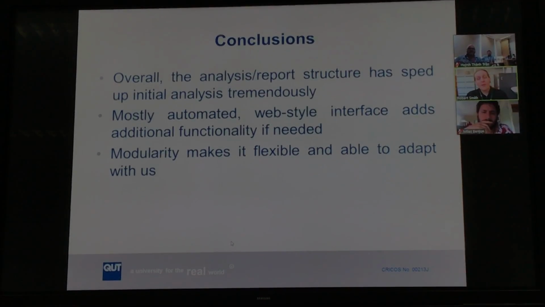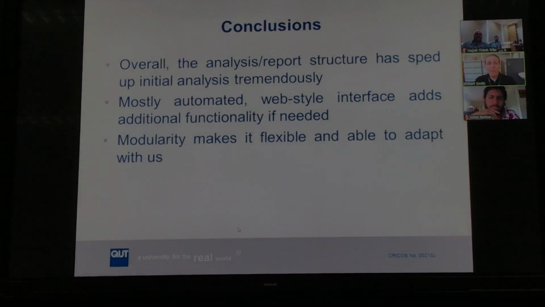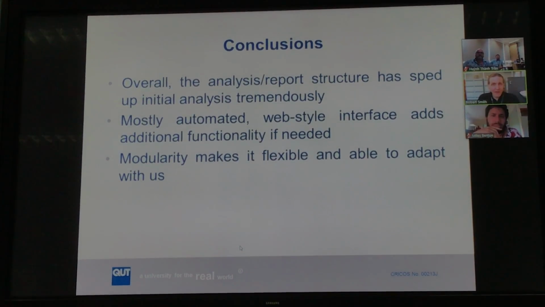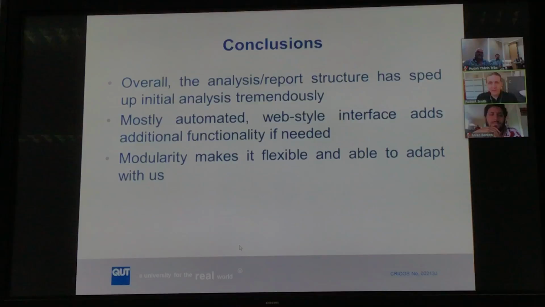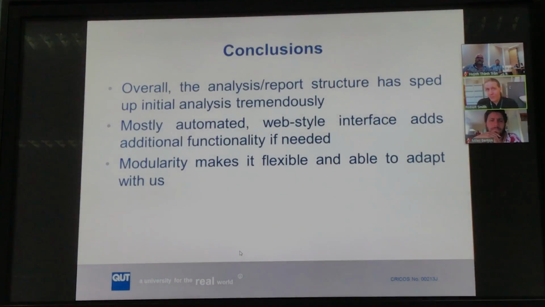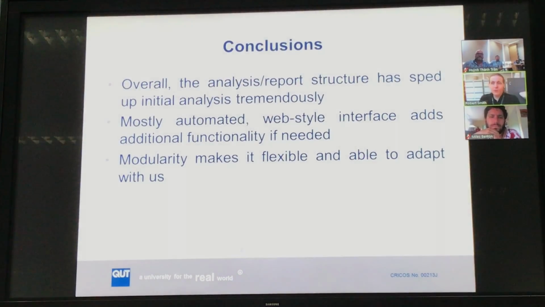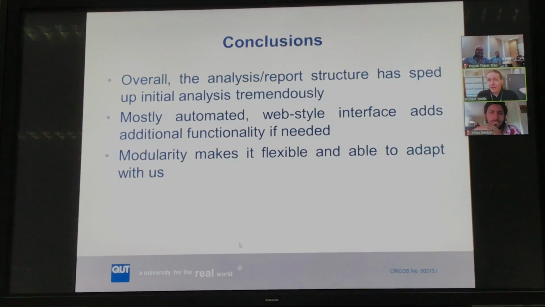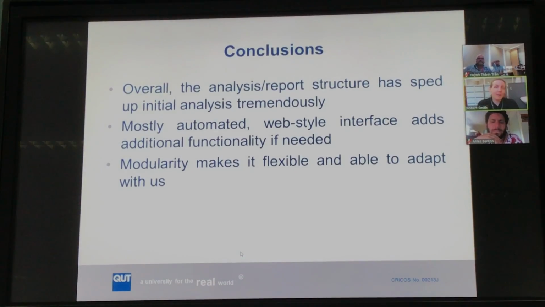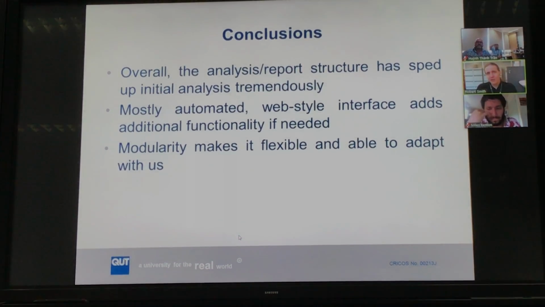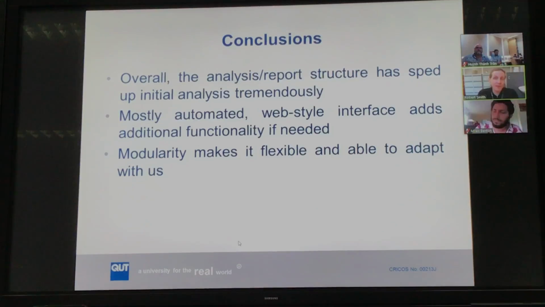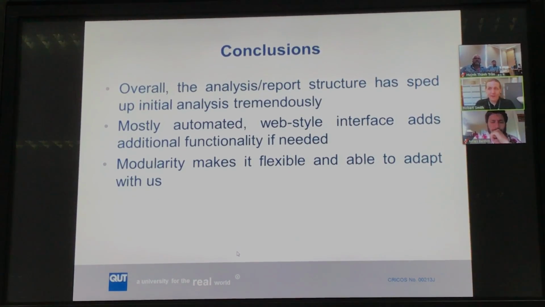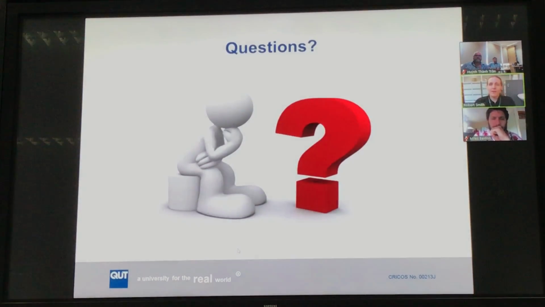So overall, the analysis and report structure has sped up our analysis tremendously. Trying to do 35,000 variants by hand is a process that will take weeks and weeks. It's mostly automated. We now have a website interface, which Mars will be able to show you, which adds additional functionality as needed. And that modularity to the system makes it flexible and able to adapt with us. So as the information comes to light, as we achieve new needs and new things we need to do, we can add to the system and make it work effectively for us. That would be the end of my part.